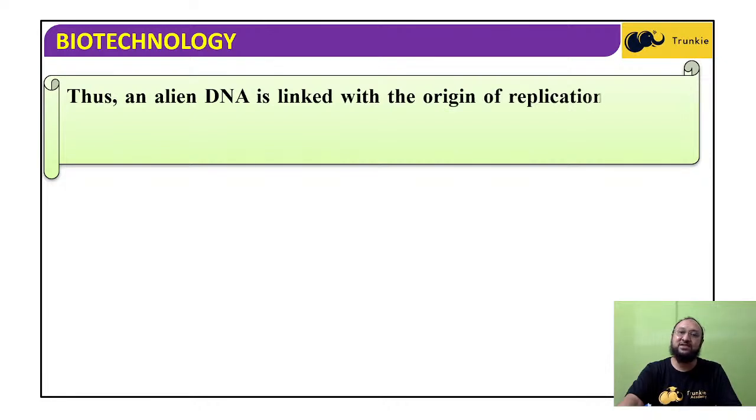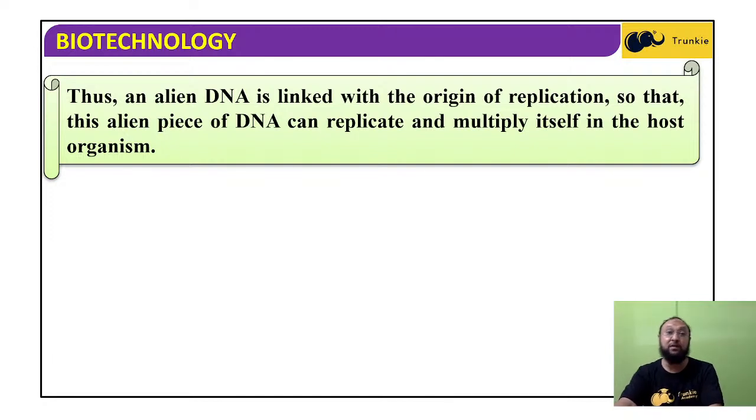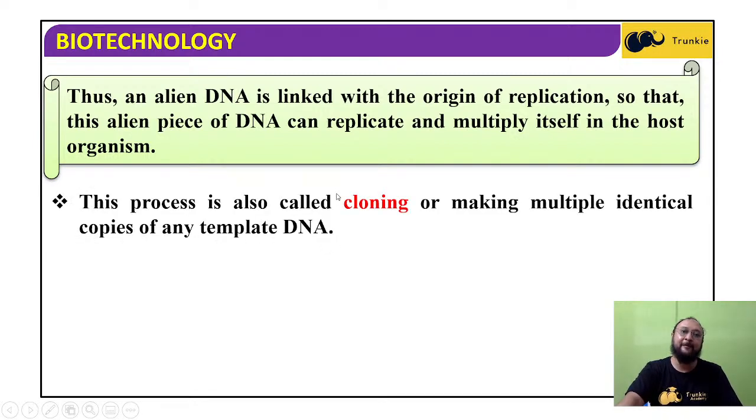Thus, an alien DNA is linked with the origin of replication so that this alien piece of DNA can replicate and multiply itself in the host organism. While integrating, we integrate with the origin of replication so that the replication process starts and multiplication takes place. This process is called cloning, making multiple identical copies of any template DNA, just like Xerox or photocopying.